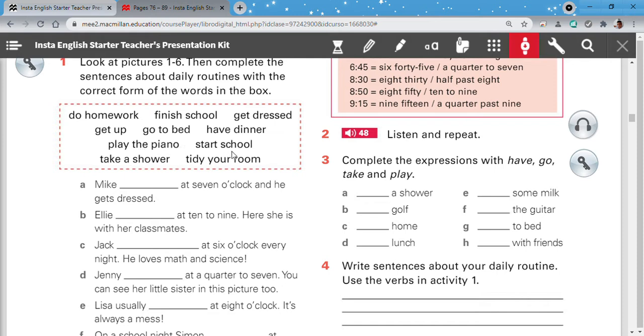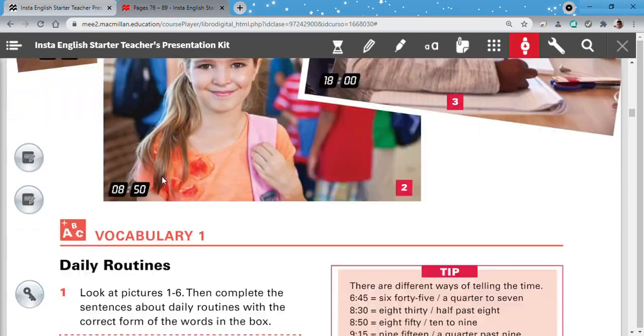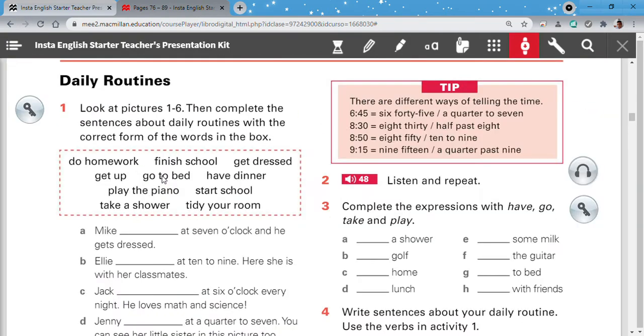Start school is the opposite of finish school, no? Comenzar. Take a shower, tomar un baño o bañarse. And tidy your room is like ordenar tu cuarto, no? Mantenerlo ok. Now let's see. Look at the pictures 1, 2, 3, 4, 5, and 6. Then complete the sentences about daily routines with the correct form of the words. For example, let's see.